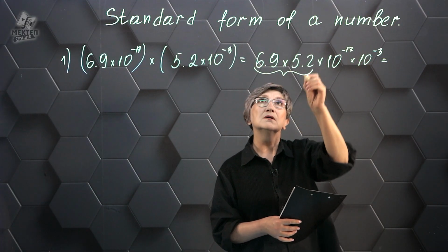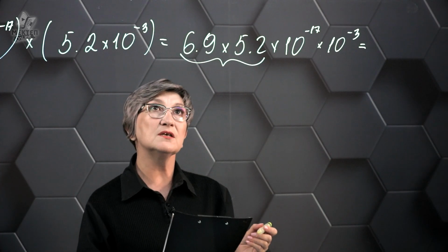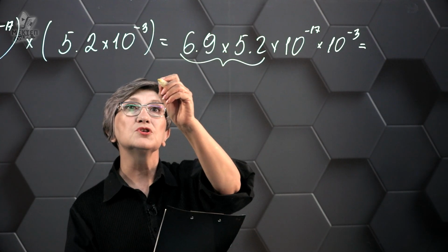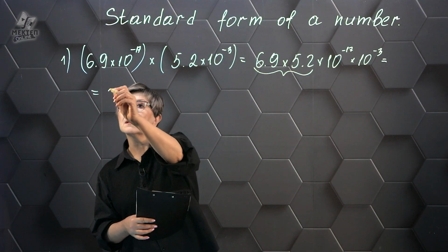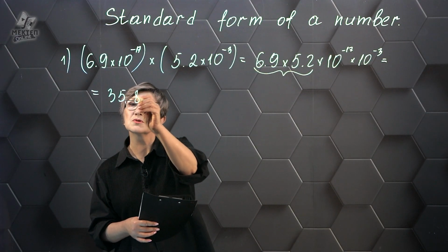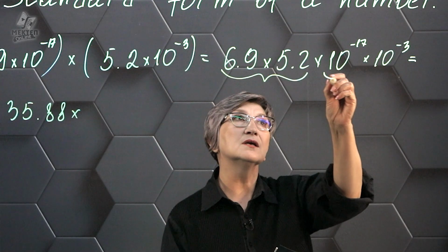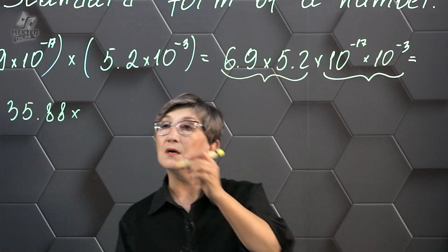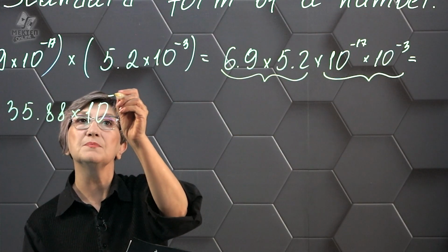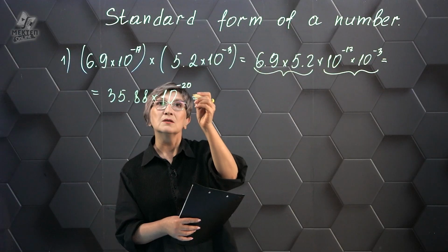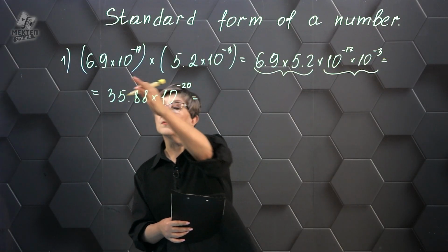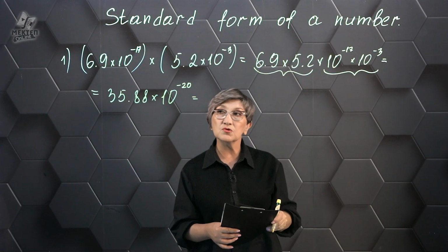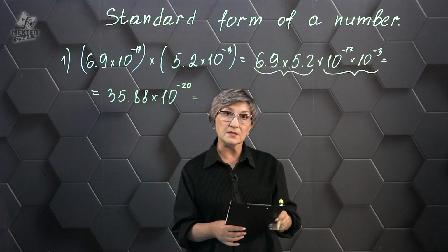According to the rule, when we multiply 6.9 by 5.2, we get 35.88. And when we multiply 10 to the power of minus 17 by 10 to the power of minus 3, we get 10 to the power of minus 20. But we can see that the result is not written in standard form. So we need to write it in standard form.